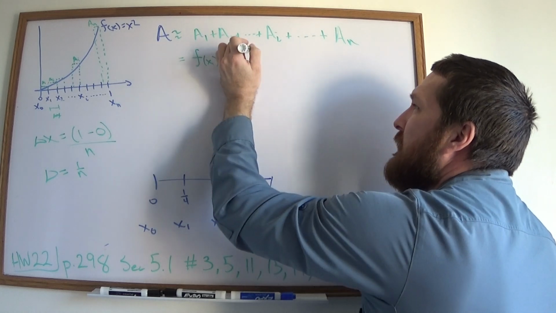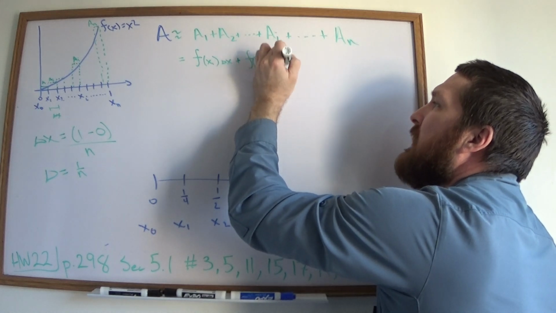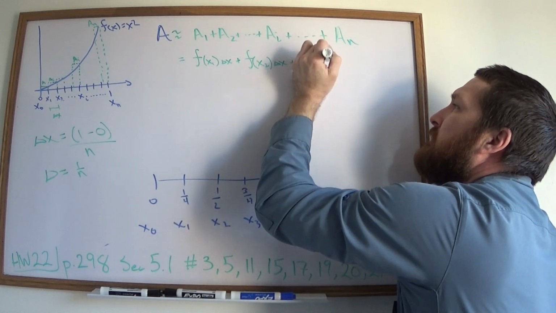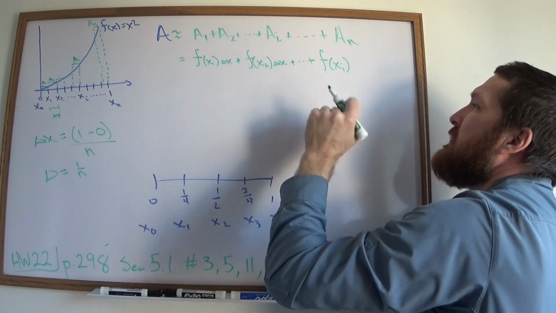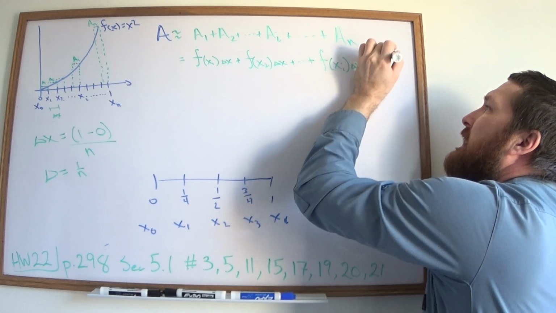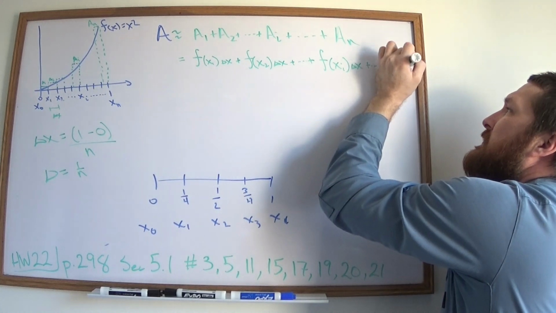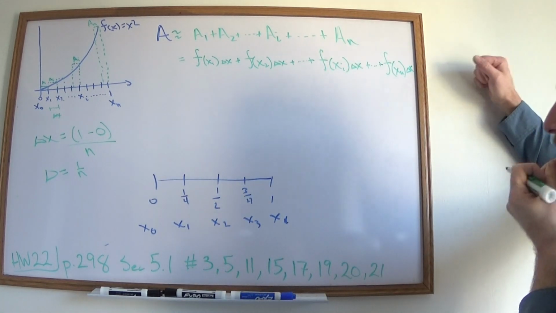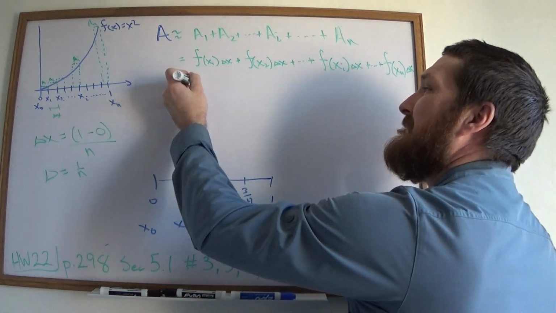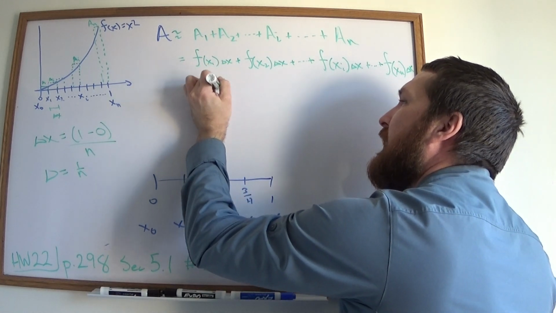Then how do I get A2? f of x2 times delta x. How do I get the ith one? f of xi times delta x. Finally, f of what? xn times delta x. I bet there's an easier way of writing this. Well, we're not there yet. We only have n things, but that's where we're going to go.